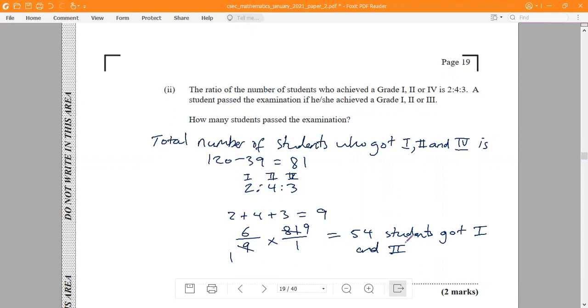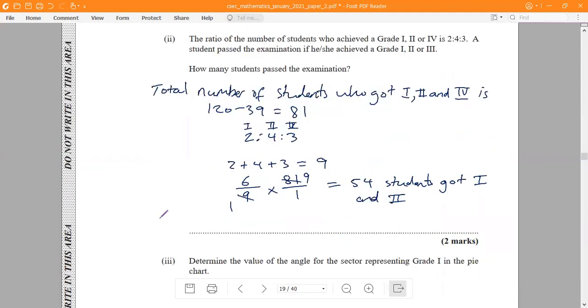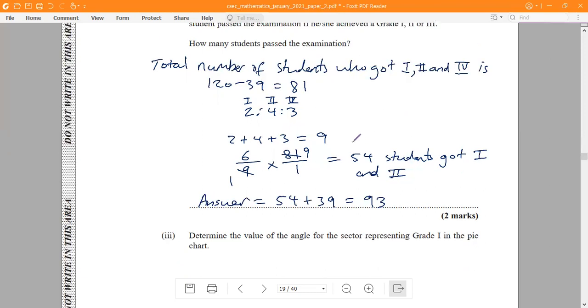So the ones who got the 1s and the ones who got the 2s. All right, the total number of students who passed, the answer is 54 plus 39. We work this out and we get 93 students. So 93 students got 1s, 2s, or 3s, right?